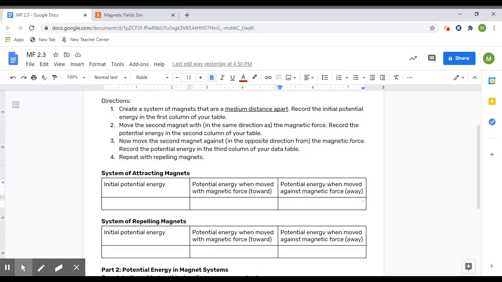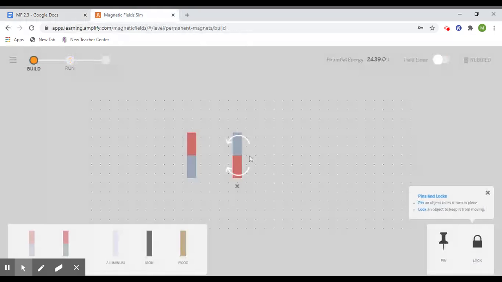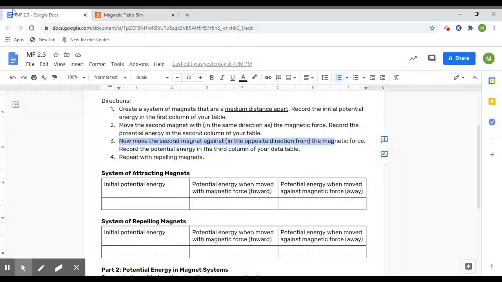And then I am going to now move the second magnet against, or in the opposite direction from, the magnetic force and record the potential energy in the third column. So now I'm going to move it farther away than I originally had it and record my potential energy there.